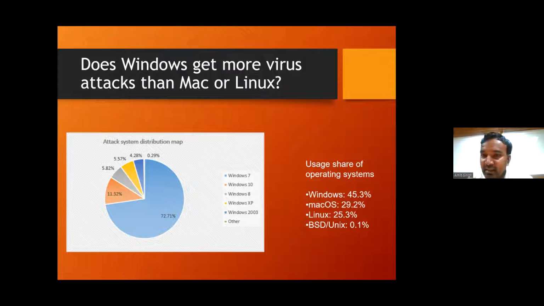Yeah, Sarah, it's most popular. The reason why we have so many virus attacks on Windows is because it is more popular than Linux or Mac. So an attacker would obviously go to a place where he can target a greater number of people and have a greater effect. So that's why the attacks on Windows machines are greater than on Linux or Mac OS.